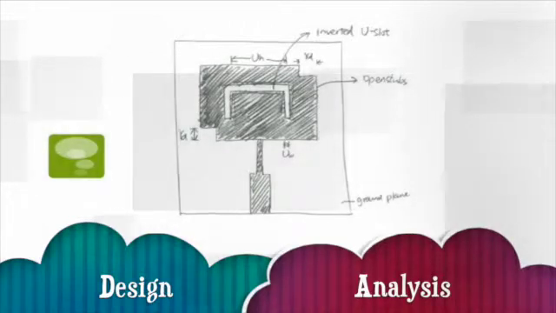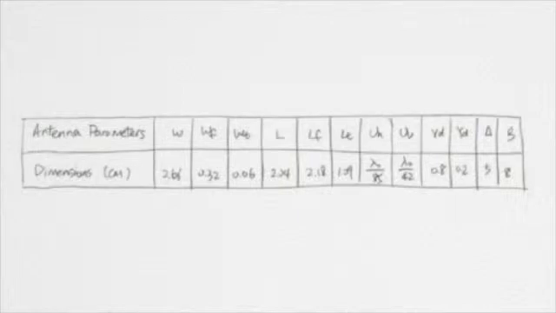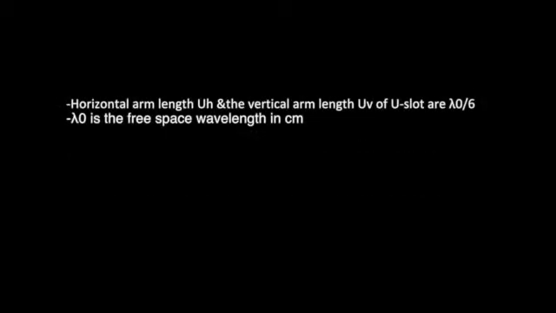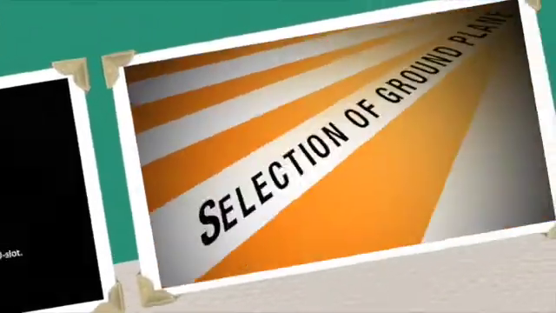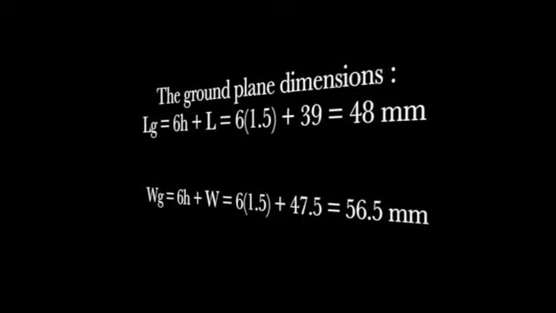The transmission line model is applicable to infinite ground planes only. However, for practical consideration, it is essential to have a finite ground plane. It has been shown that the finite ground plane can be obtained if the size of the ground plane is greater than the patch dimensions by approximately 6 times the substrate thickness all around the periphery. Hence, for this design, the ground plane dimensions we obtain would be 50 by 80 centimeters.